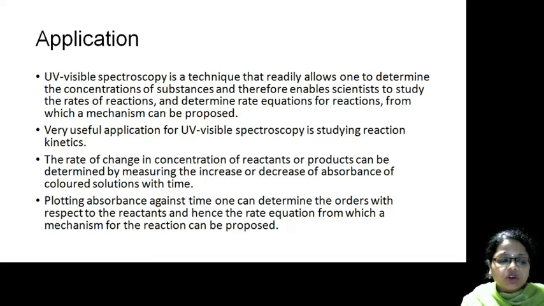Coming to the applications of UV visible spectroscopy, this helps in determining the concentration of a substance, and this helps scientists in monitoring the rate of a reaction. Like whether a reaction is proceeding in the forward direction or the reverse direction, this can be determined with the help of UV visible spectroscopy. Similarly, we can study reaction kinetics. The rate of change of concentration of reactants or products can be determined, and by plotting absorbance against time, one can determine the order with respect to the reactants, and hence the rate equation can be determined.